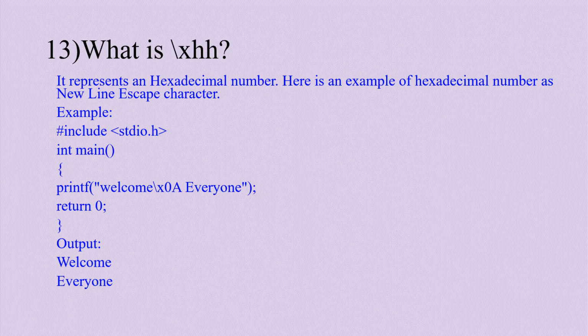Same way, if you want the hexadecimal number system and you want to use the new line escape character, that is backslash x 0a. It is representing the new line escape character. So the same output: welcome will come first, then your backslash x 0a, representing the new line character, so it will move to the next line and then it will print everyone.